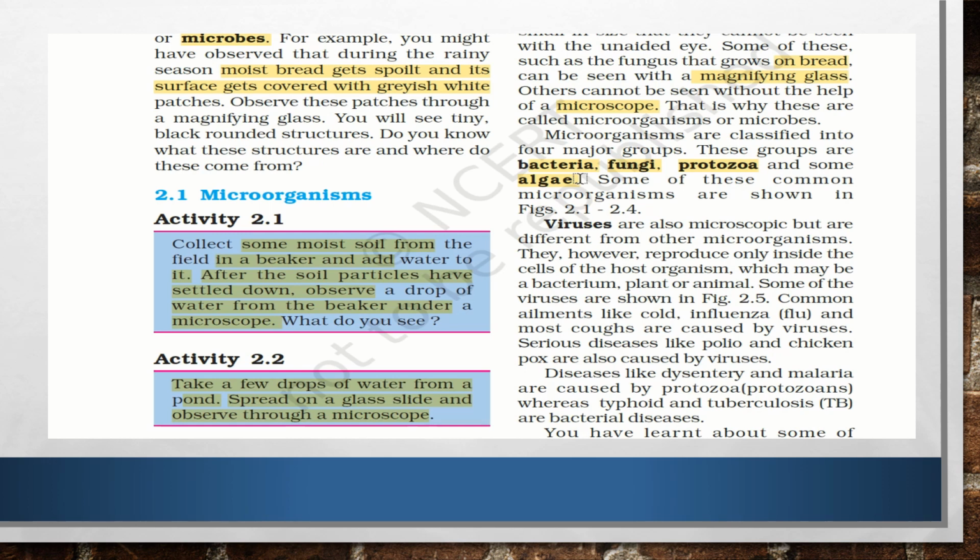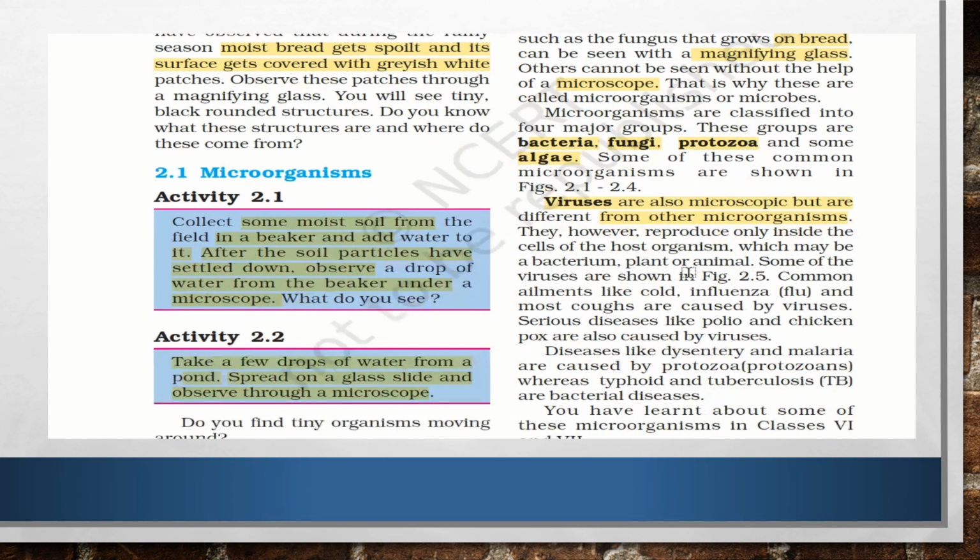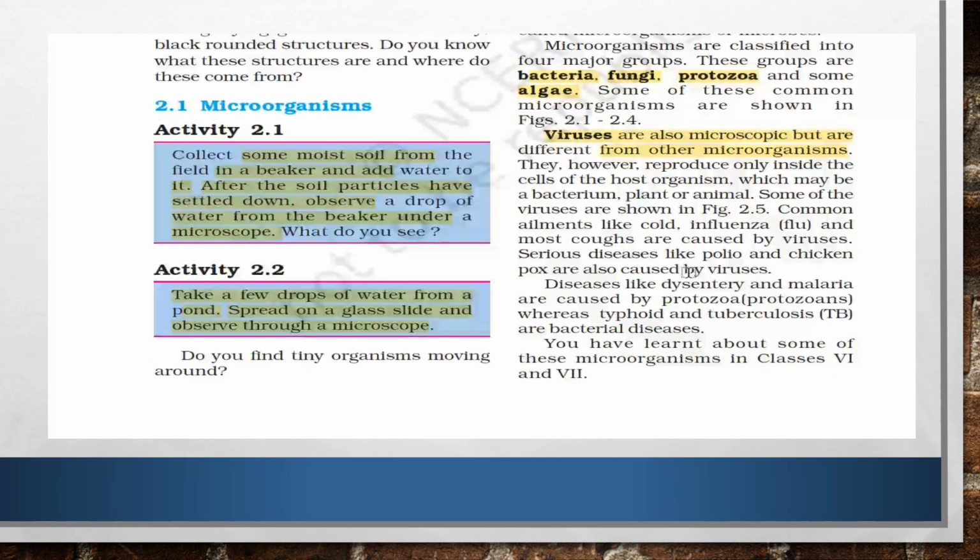Viruses are also microscopic, but they are different from the other microorganisms. Is it clear? They reproduce only inside the cells of the host organism. Viruses can't reproduce outside the host body. They need a host to reproduce, which may be a bacterium, a plant or an animal.